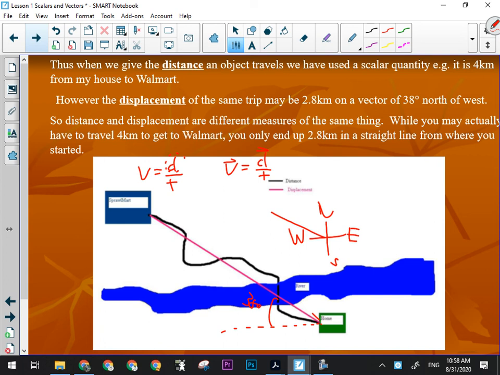Here's how I figured that out, guys. I went speed equals distance, 4 kilometers, divided by 0.5 hours. 4 divided by 0.5 is 8. So my speed is 8 kilometers per hour. That's how fast I walked to get to Walmart. 8 kilometers per hour. All right, what's my velocity?